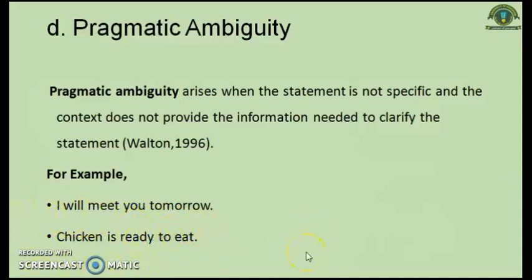Another example of pragmatic ambiguity is "chicken is ready to eat." I already discussed this in structural ambiguity, because it is structurally ambiguous as well as pragmatically ambiguous. How can the chicken be ready to eat? Is the chicken ready to eat something, or is the chicken ready to be eaten by someone? So here is the pragmatic ambiguity.